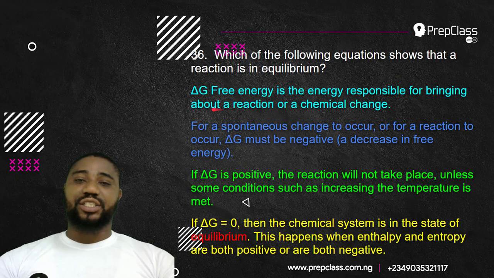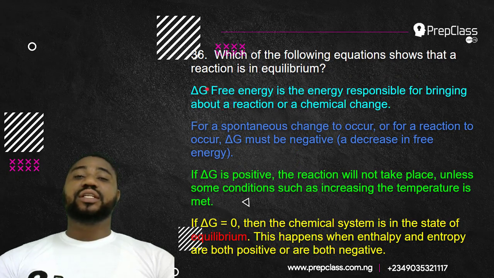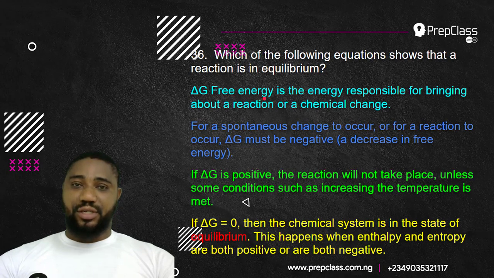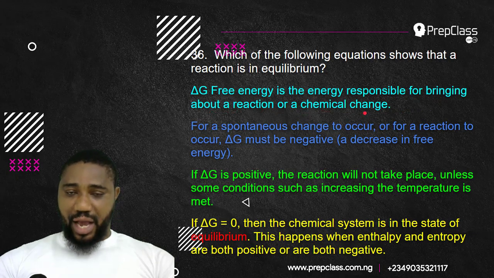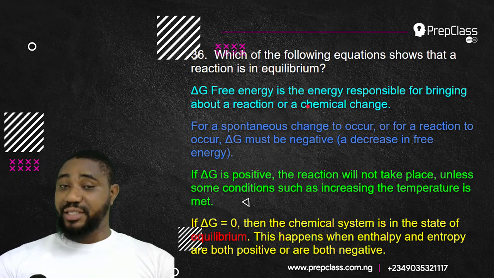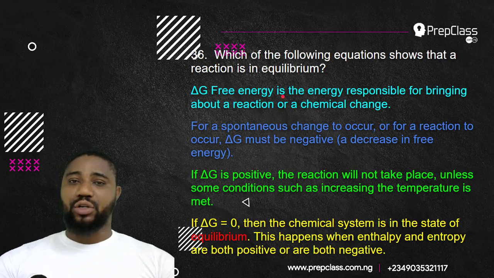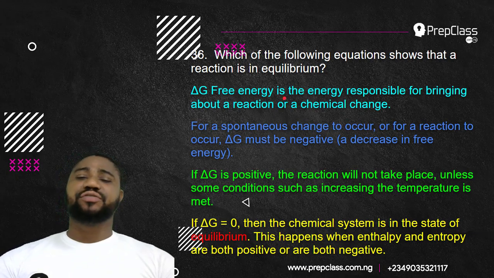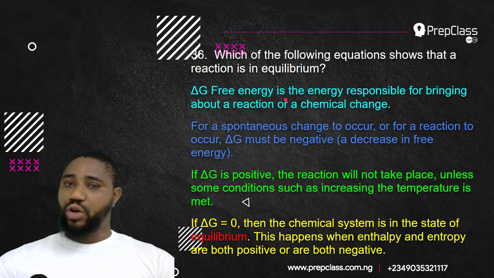Now, what is delta G? In energy chemistry, delta G simply means free energy and is defined as the energy responsible for bringing about a reaction or a chemical change. So when a chemical reaction occurs, delta G is responsible for causing or bringing about that reaction. Delta G can either be positive, negative, or 0.